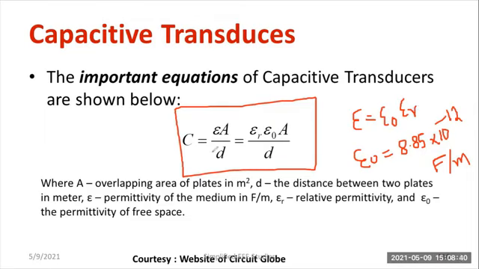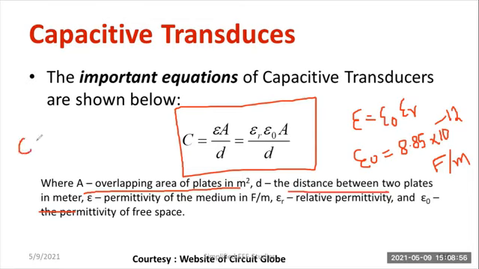What is A? A is nothing but the overlapping area of the plate, which is expressed in terms of meter square. And D, as you can see, is the distance between the two plates. It is expressed in terms of meter. So these are the basic things.